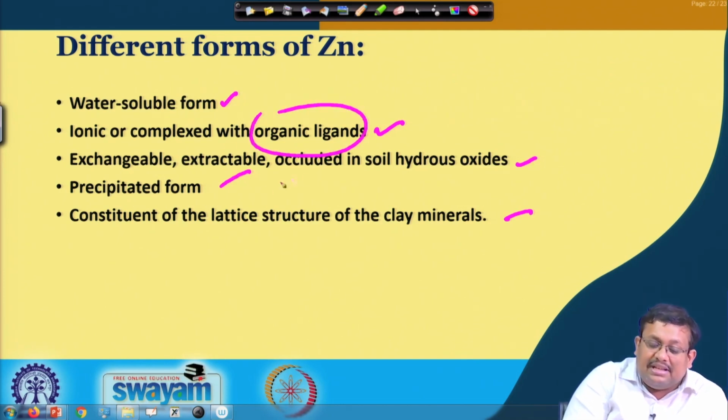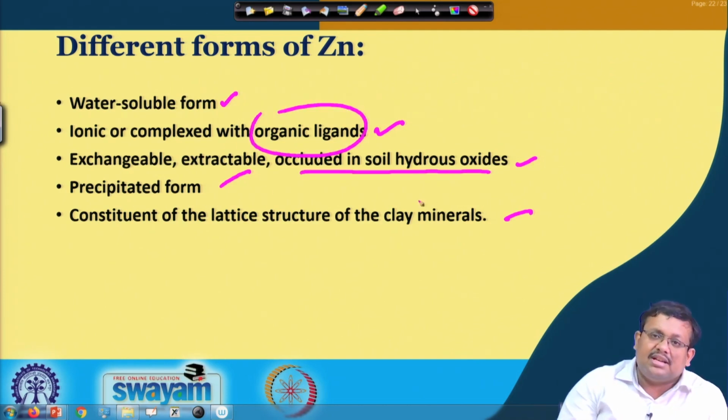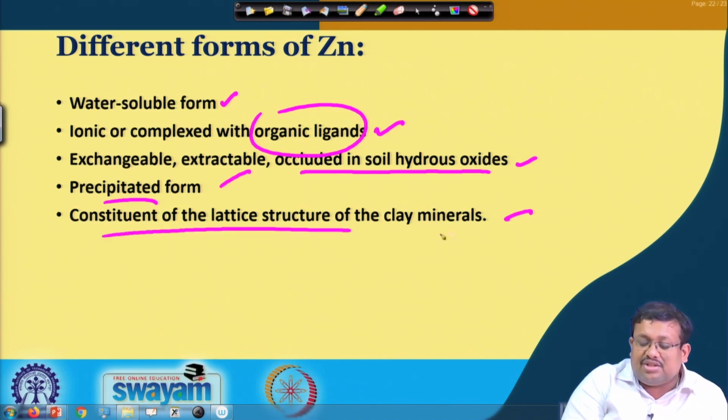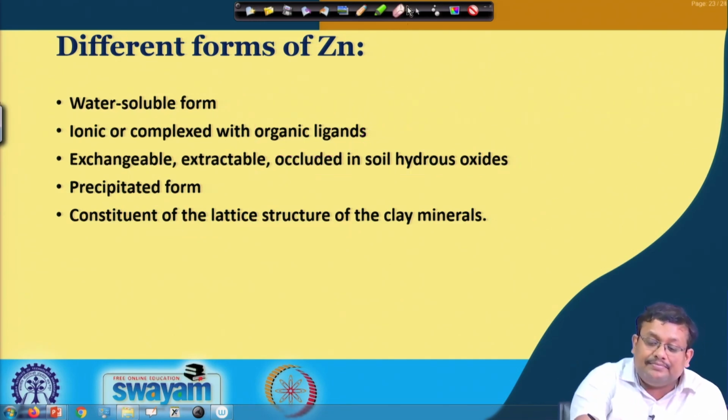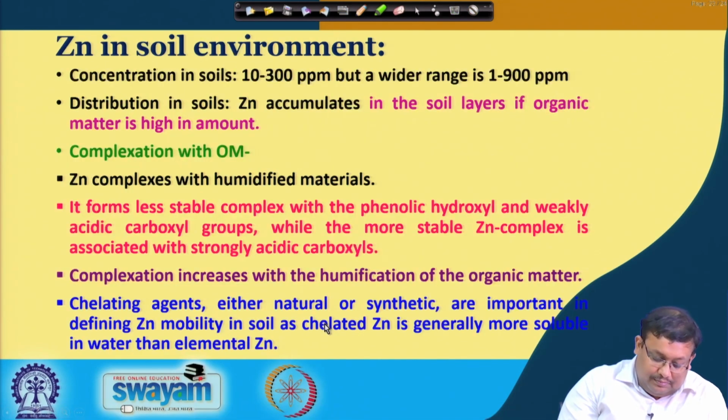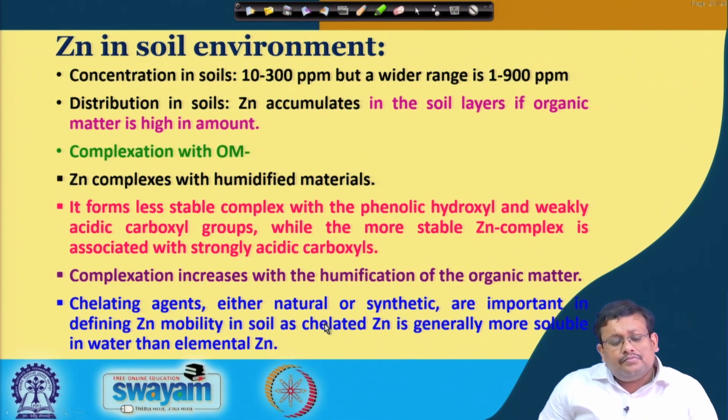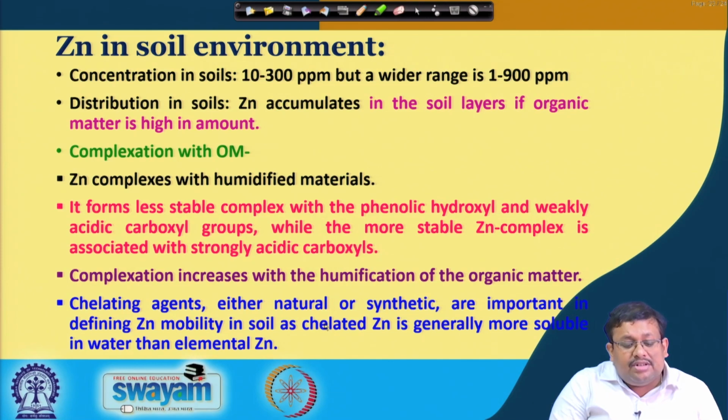First of all, again water soluble form, then ionic complexes with organic ligand just like any other trace elements, exchangeable, extractable, occluded in soil hydrous oxide, it is just like other elements in the soil, and precipitate form and also constituents of the lattice structure of the clay mineral. So, you can see these 5 forms are more generalized, in which most of the trace elements are present in the soils.